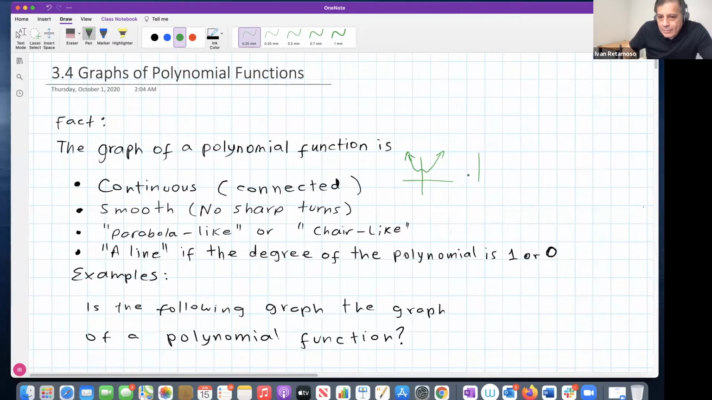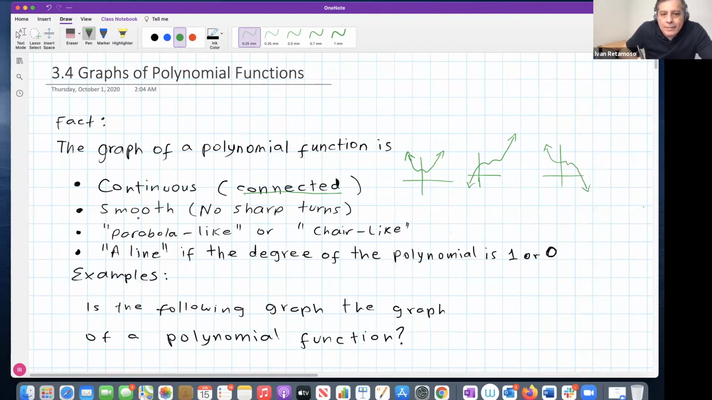Another example, maybe when you graph your polynomial function, you might get a chair-like function, right? Chair-like, like this, eventually. But what is important is that it has to be connected, all in one piece, cannot be broken. Perhaps you may get something like this, but all in one piece. This is what it says, continuous.